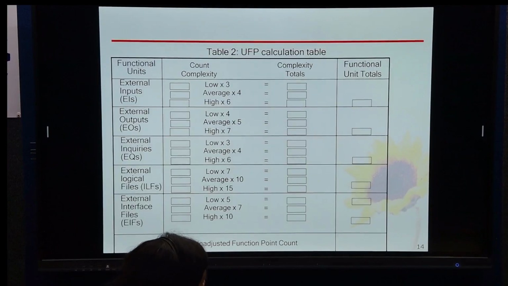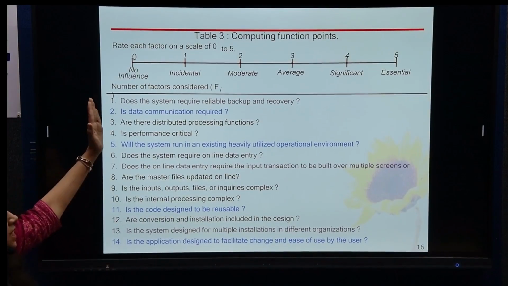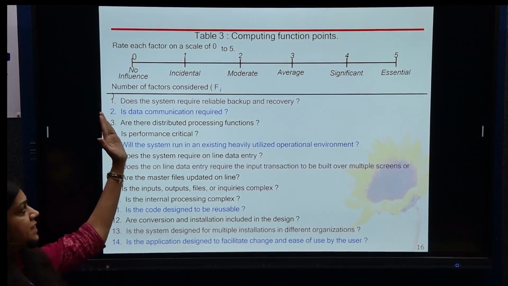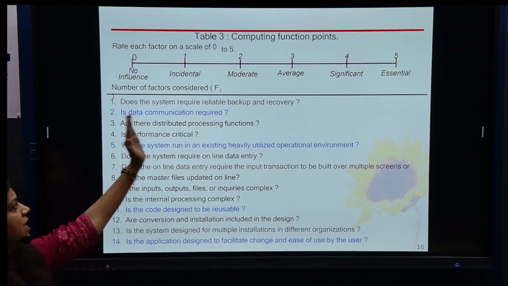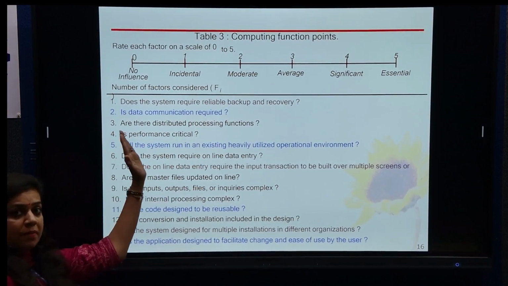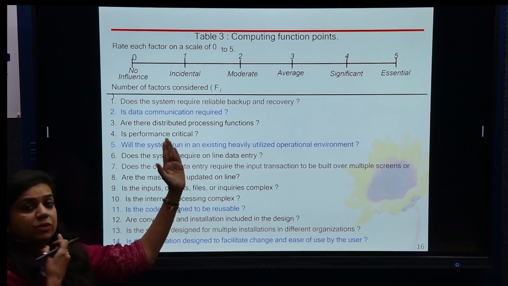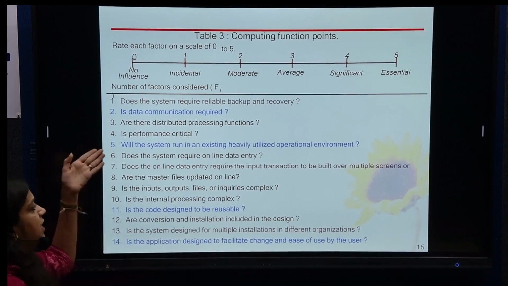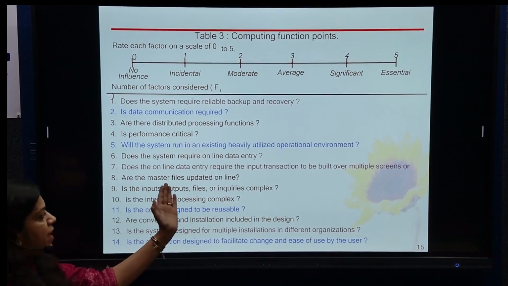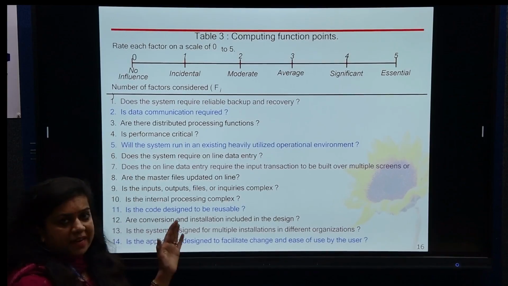Here are the 14 factors. Does the system require reliable backup and recovery? Is data communication required? Are there distributed processing functions? Is performance critical? Will the system run in an existing heavily utilized operational environment? Does the system require online data entry? Are the master files updated online? And so on. Like this, there are 14 factors.